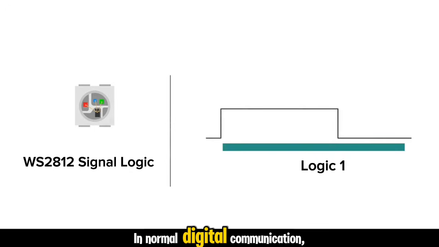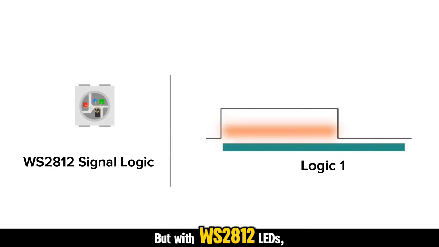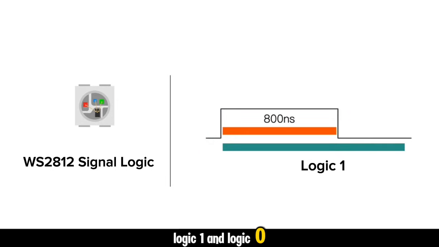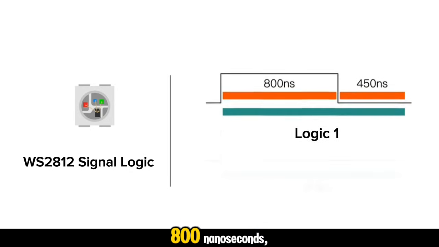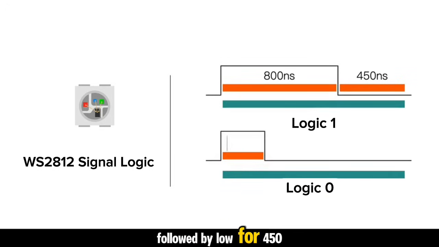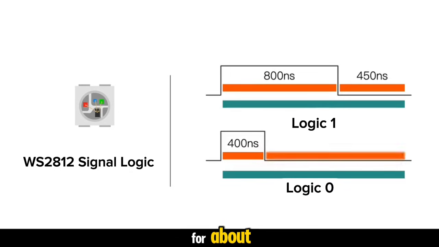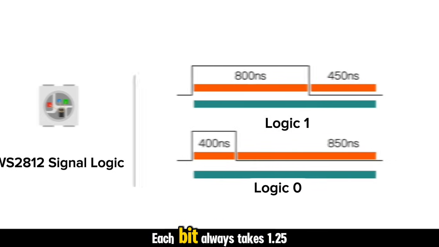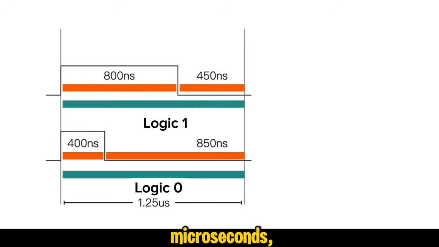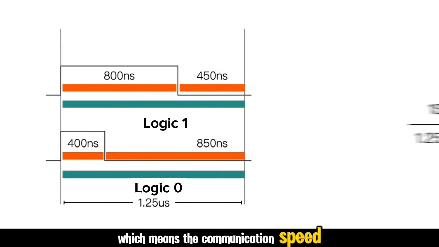In normal digital communication, a high voltage usually means logic 1, and a low voltage means logic 0. But with WS2812 LEDs, logic 1 and logic 0 are defined by precise timing, not voltage level alone. A logic 1 is created by holding the signal high for about 800 nanoseconds, followed by low for 450 nanoseconds. A logic 0 is created by holding the signal high for about 400 nanoseconds, followed by low for 850 nanoseconds. Each bit always takes 1.25 microseconds, which means the communication speed is 800 kilohertz.